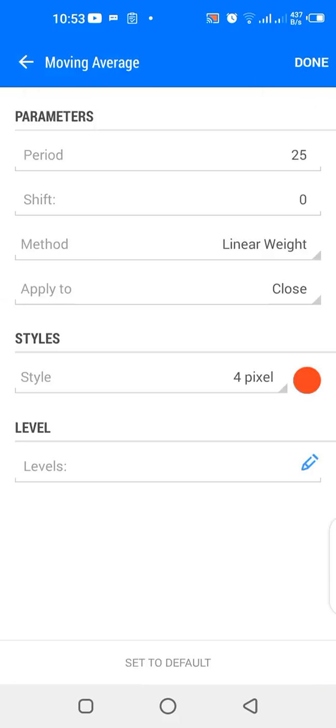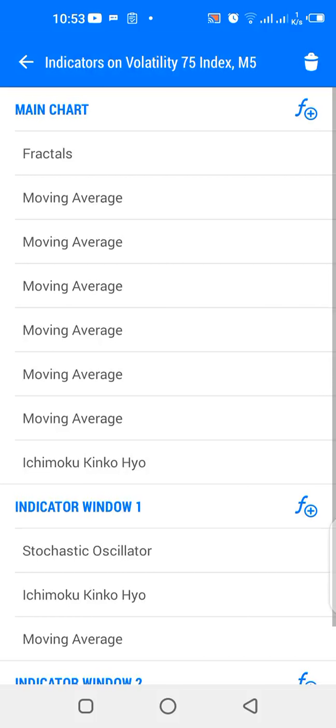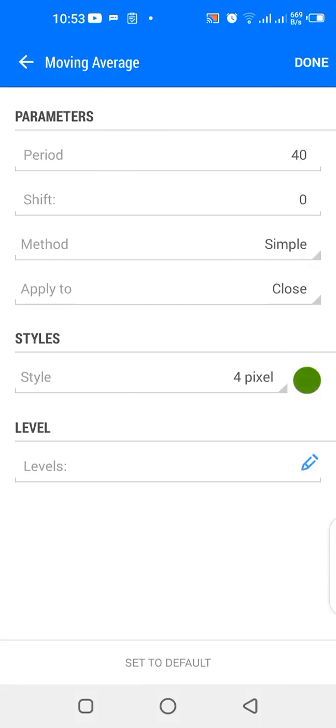And the fourth moving average on the main chart is 25 period. Shift is 0. Method is linear weighted. Apply to close and the color is red. And the fifth moving average is 40 period. Shift is 0.